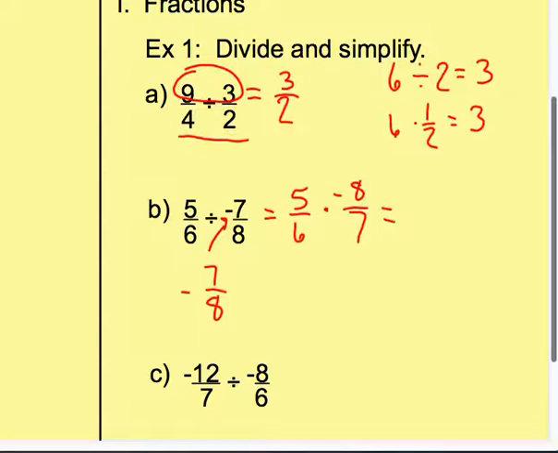Alright, so remember when you multiply fractions, you want to find a common factor so that you can cancel or simplify before you multiply. So what I notice is my 6 and 8 have a 2 in common, so I'm going to divide them both by 2. I'm going to leave the negative with my 4 so that I don't forget about it when I multiply. None of my other terms have a common factor, so multiplying straight across, I get 5 times -4 is -20, and 3 times 7 is 21.